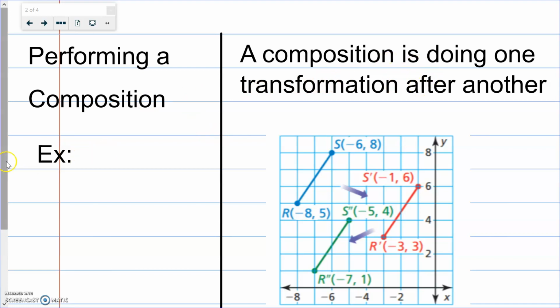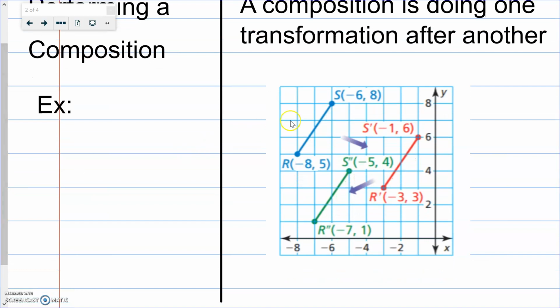And so here's our example. We have three figures here. The way I can tell which one is our starting point is because the green one has double prime, our red one has one prime, and there's no prime on the blue one, so that is our starting point. So here's S and R, and it moves to S prime.